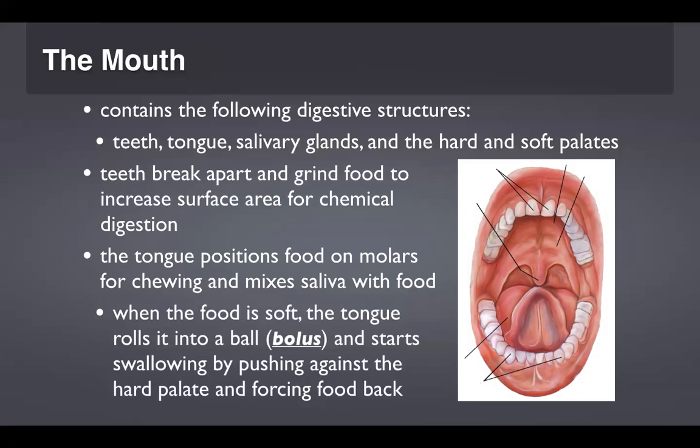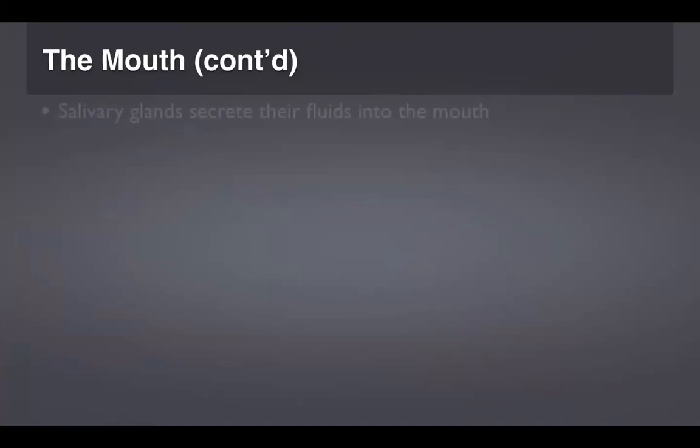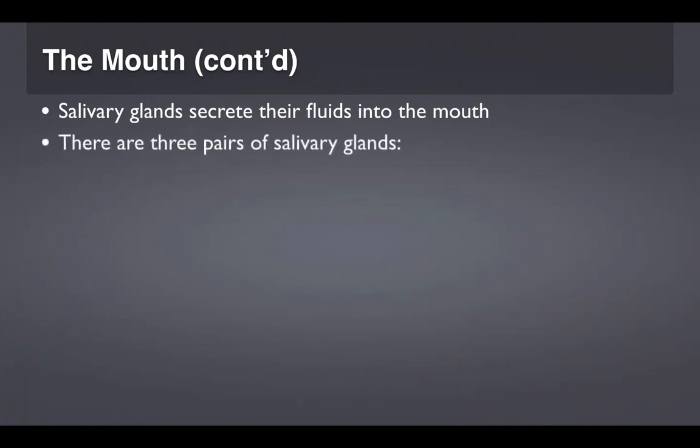Okay, the next slide, still continuing with the mouth, salivary glands will secrete fluids into the mouth. Obviously, the fluid that salivary glands secrete is called saliva. There are three pairs of salivary glands. They are the parotid, the submaxillary, and the sublingual.